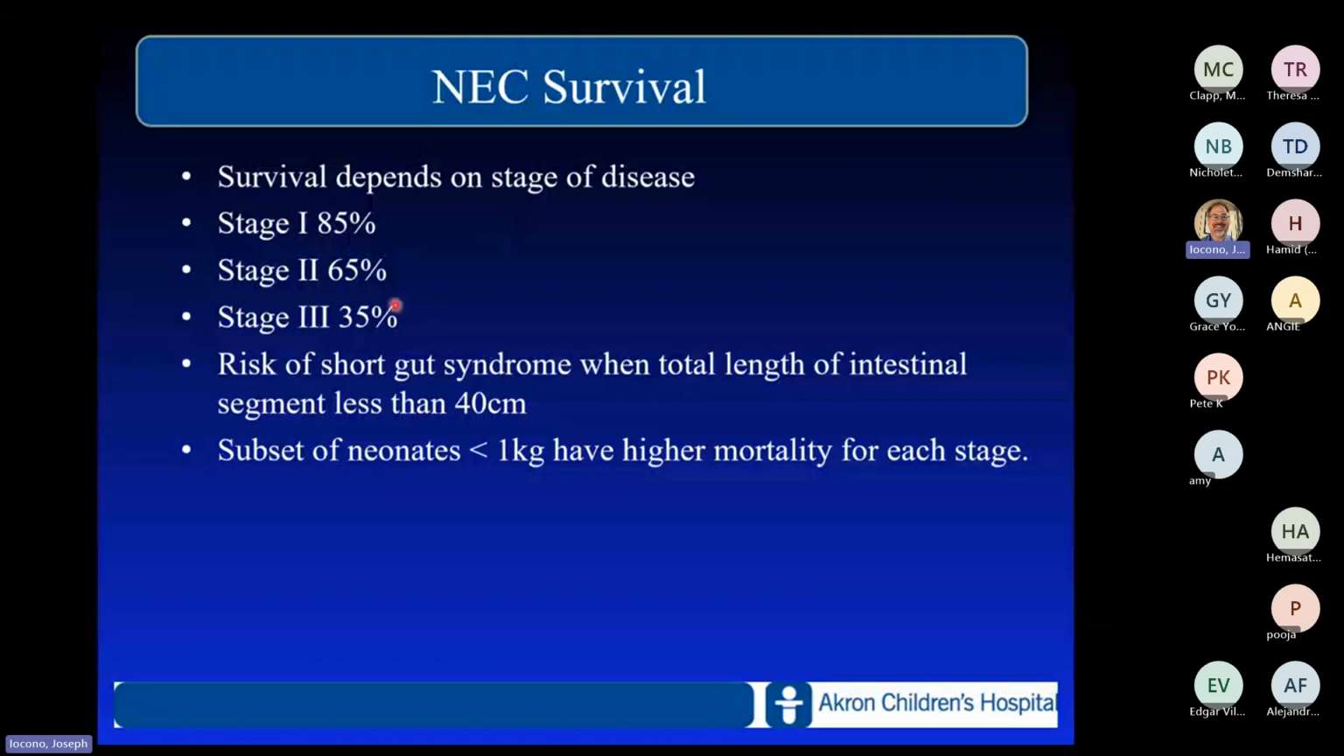Survival depends on stage. The higher the stage, the lower the survival. You can sometimes make these kids short gut if you take out too much intestine, but really, how much you take out is not up to you. It's up to the disease. And obviously, if you're less than a kilo when you start this process, you have a higher rate of mortality.